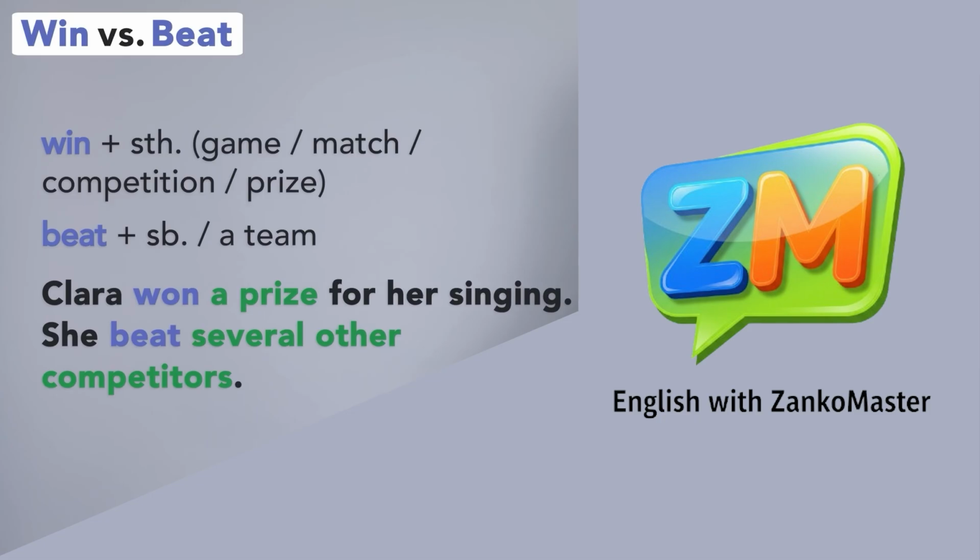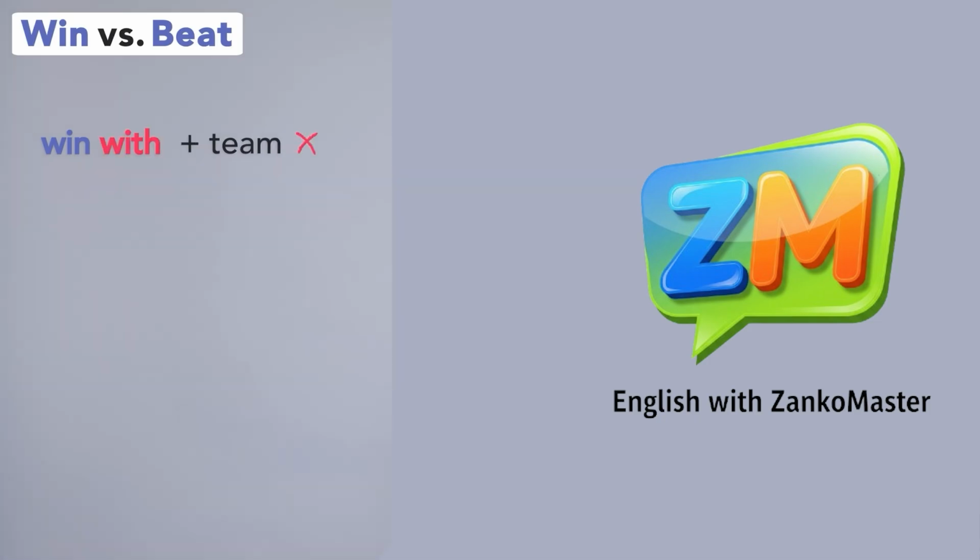For example, Salone won the match. He beat Djokovic. Or, Clara won a prize for her singing. She beat several other competitors. Simple enough, right? But it's not just the verbs that confuse my students. It's which prepositions to use.